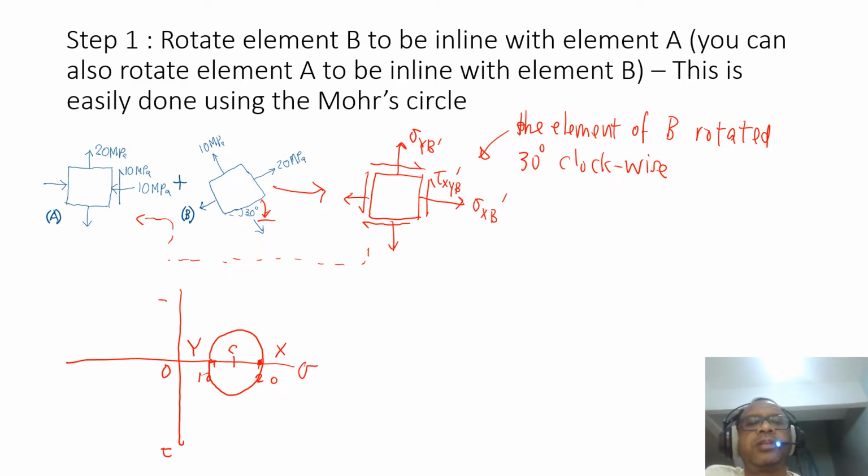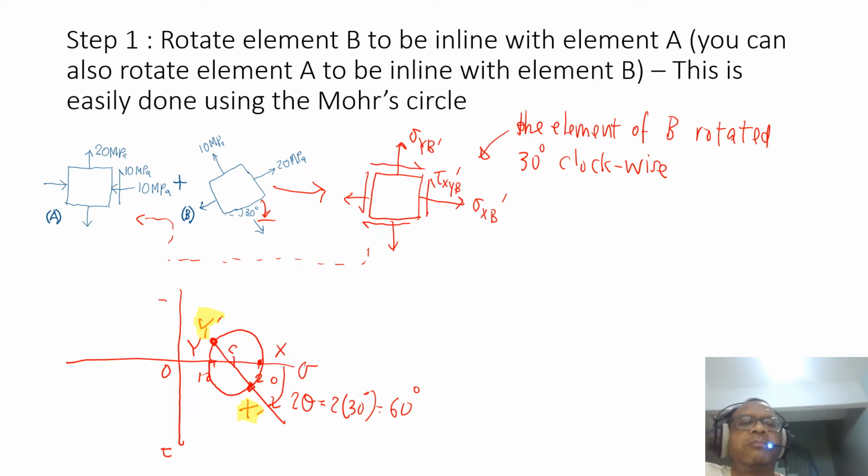And we need to rotate this by 2 theta. 2 theta is 2 times 30 degrees, so that gives us 60 degrees. So we need to find the new X dash and Y dash here. So how do we find that?